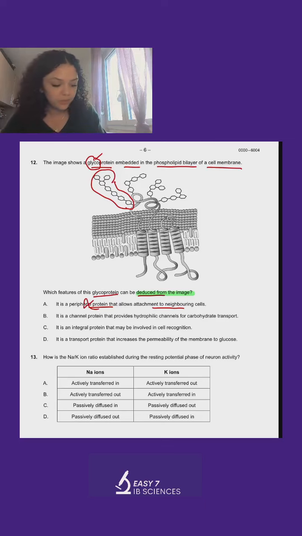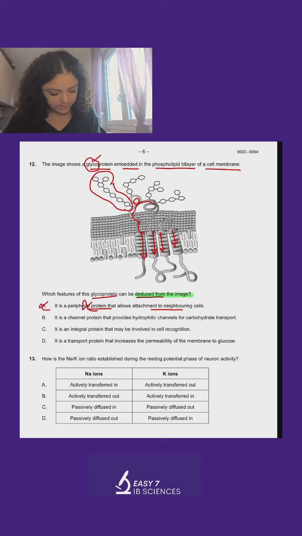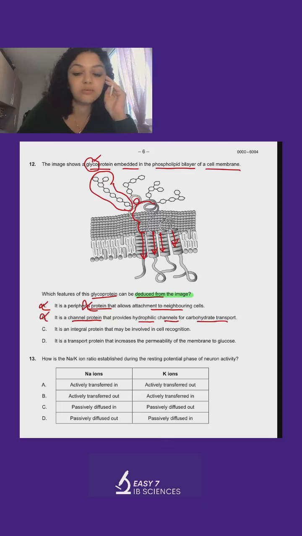Why? Because although it does reach the surface and it can allow for attachment between neighboring cells, we can clearly see here that it goes all the way through the phospholipid bilayer. So it's not a peripheral protein. We can actually conclude that it's an integral protein. Okay, so that's why it's not going to be A. B says it's a channel protein that provides hydrophilic channels for carbohydrate transport. That is not a function of glycoproteins. It's not a channel protein. That is a function of proteins that you do need to know, but not specifically of glycoproteins.